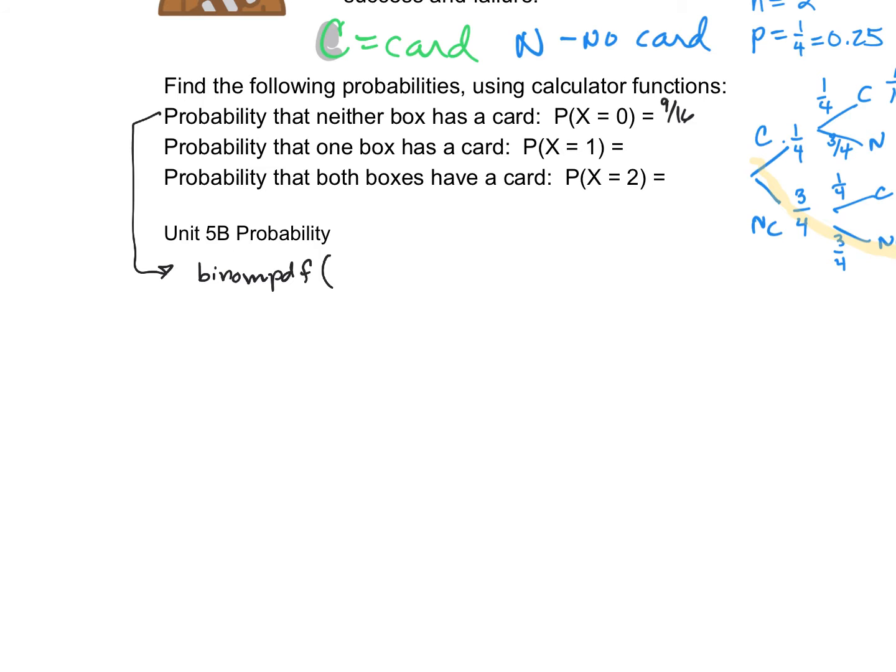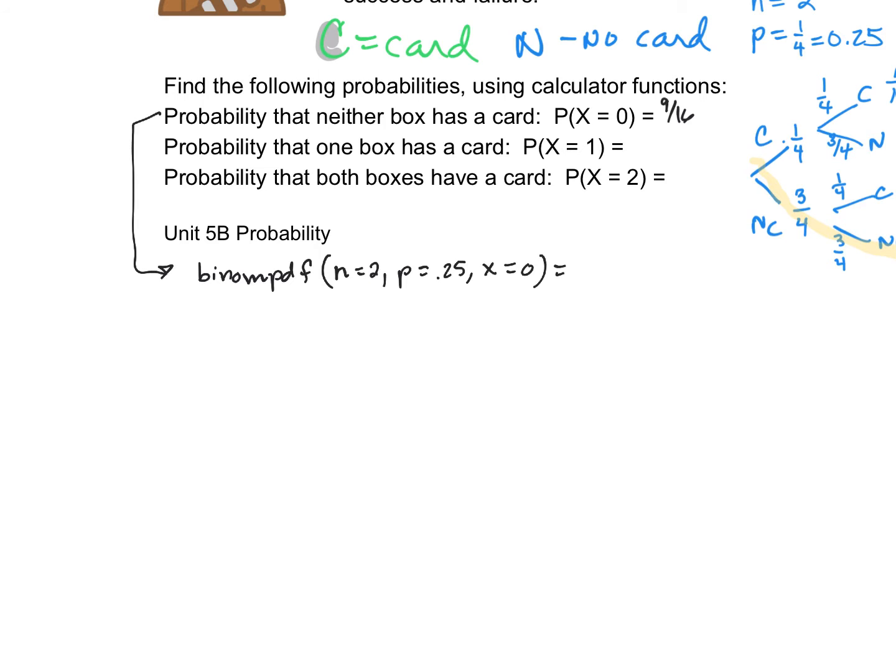Binomial, 2 trials. What is the success value? 1/4, 0.25. You can put it in as 1 divided by 4. What is my x value, though? X is the number of successes we're looking for. If there are no cards, x is 0. We're doing n is 2, p is 0.25, and x is 0.